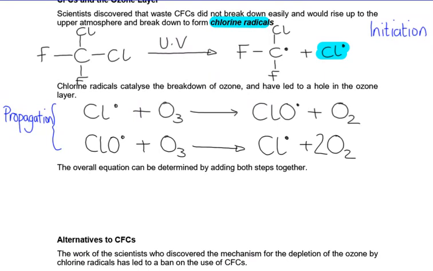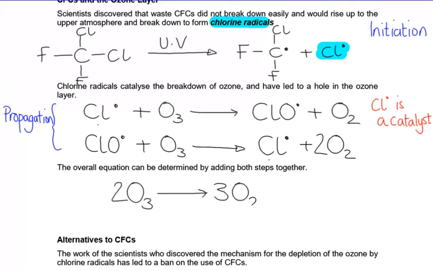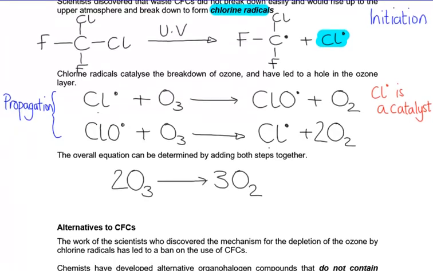And we can see that chlorine is a catalyst. The chlorine radical is a catalyst. If we put those 2 equations together, we can see that the radicals here and here, chlorine radical in, chlorine radical out, ClO radical formed, ClO radical used, are going to disappear, they're going to cancel out, and we're going to be left with 2 ozone molecules make 3 oxygen molecules. We have destroyed some ozone.